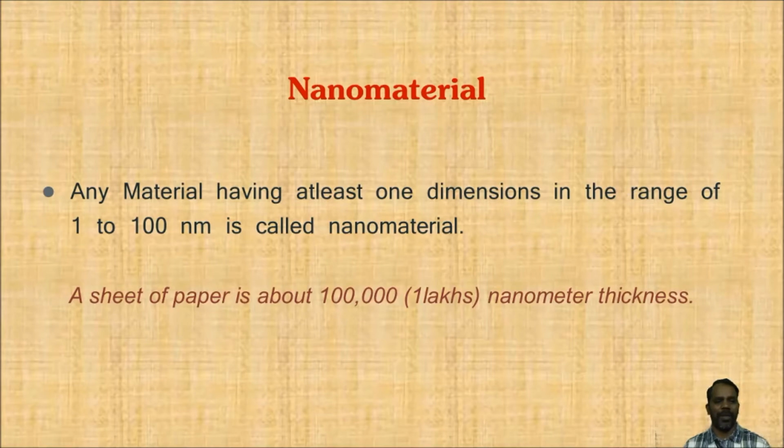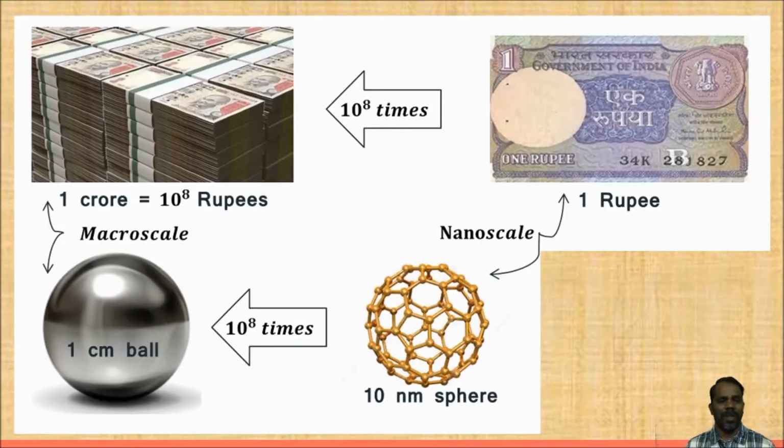Suppose you take one sheet of paper. Its thickness is about 1 lakh nanometers. Now take 1 crore rupees. This is the macroparticle. We consider 1 crore rupees compared to 1 rupee. So 1 rupee is expanded 10 to the power of 8 times, and we get 1 crore.